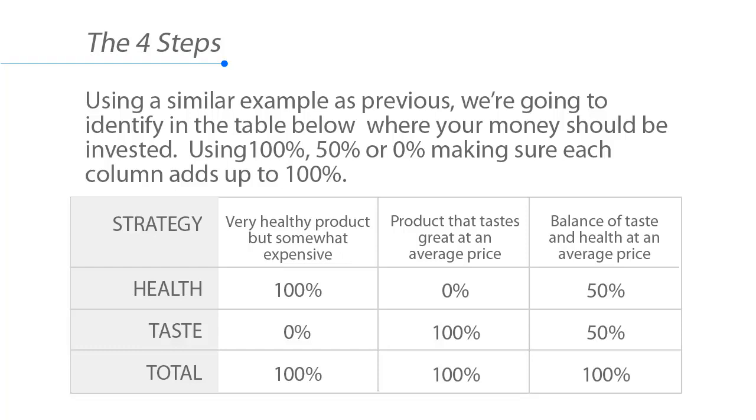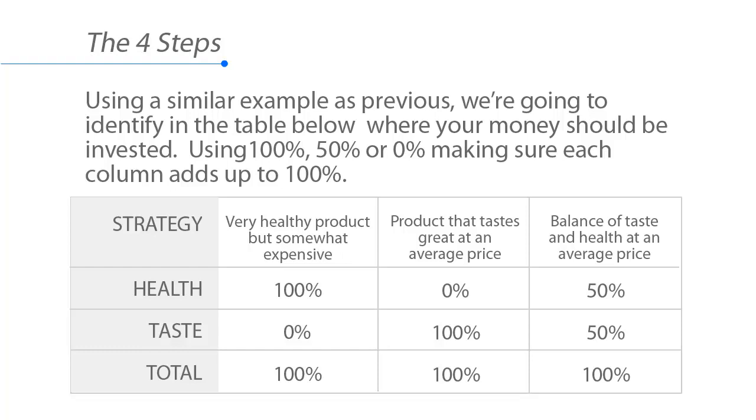First example, the strategy is for a very healthy product, but somewhat expensive. Well, we should invest 100% on health because that's our strategy. There's no mention of taste in our strategy, so no reason to invest in taste based on this strategy, so that's 0%. And the total adds up to 100%.